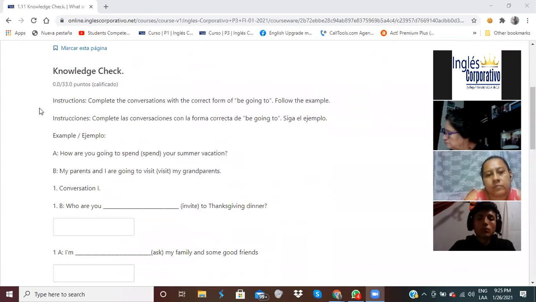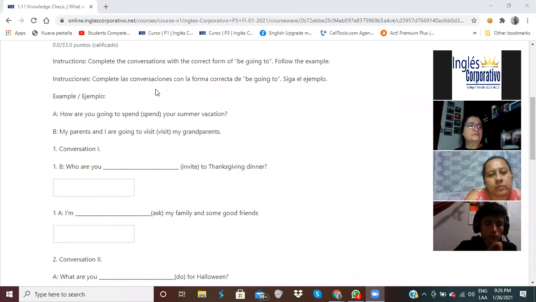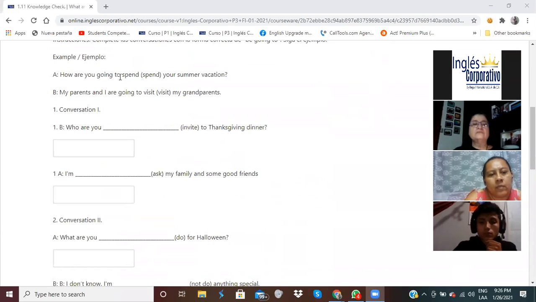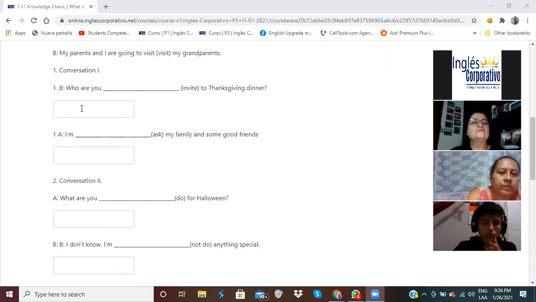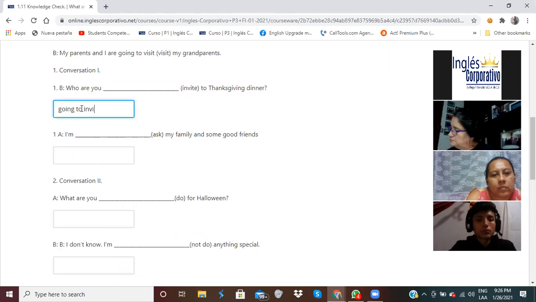Now what we're going to do is look at knowledge check instructions. Complete the conversations with the correct forms of be going to. Follow the example. Number one, how are you going to spend your summer vacation? My parents and I are going to visit my grandparents. Conversation one. Who are you going to invite? Going to invite is correct. To Thanksgiving dinner. Perfect.